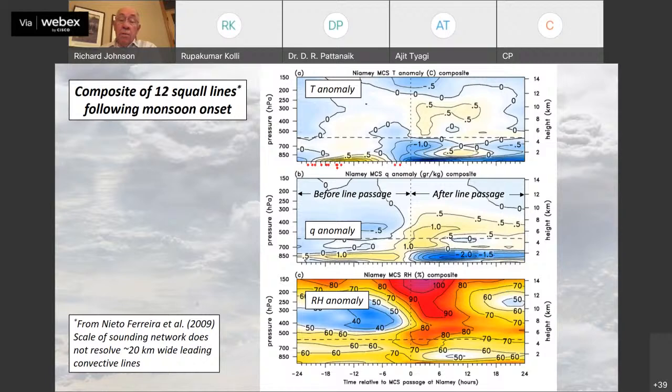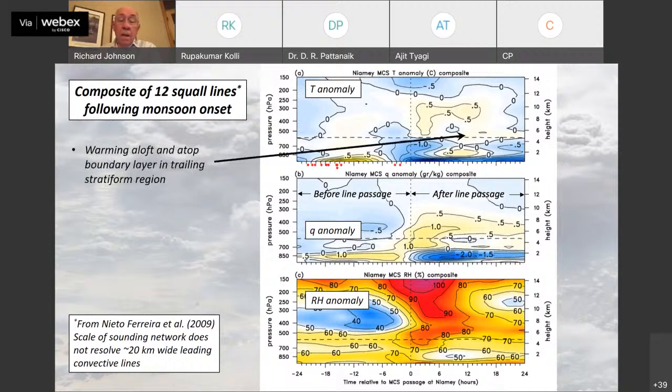Basically, we can't sample the convective line structure, but we are sampling here the stratiform characteristics that are following the line passage. So what you see here is, after the squall line moves by, you see warming aloft, and then also warming atop the boundary layer associated with a mesoscale downdraft in the stratiform region.